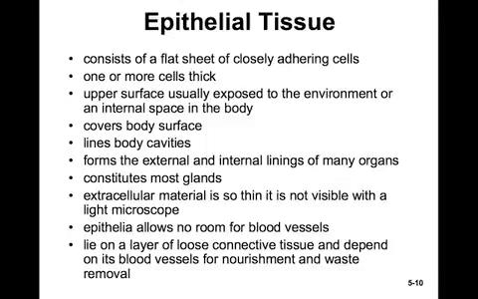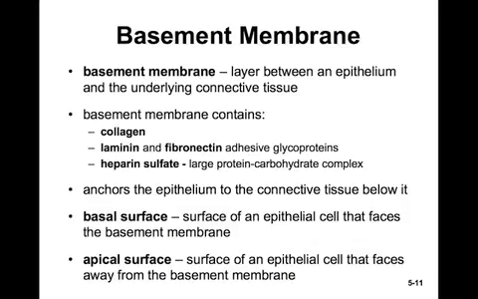The extracellular material is so thin it's not visible with a light microscope. So here we'll see predominantly cells and not very much matrix. The epithelia allow no room for blood vessels. The epithelial tissues lie on a layer of loose connective tissue and depend on its blood vessels for nourishment and waste removal by diffusion. All epithelial tissues lay on a basement membrane, which is a layer that's between the epithelium and the underlying loose connective tissue.